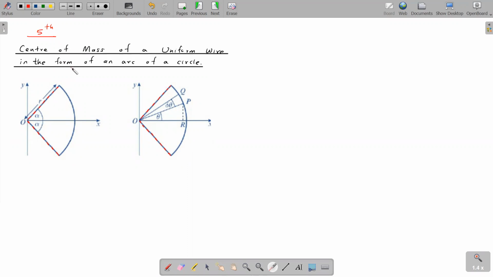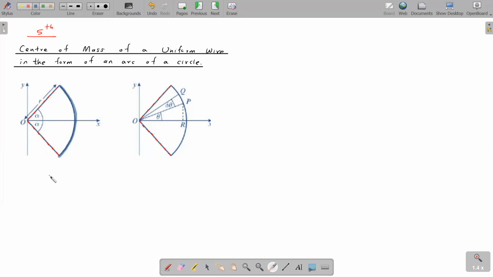This one, we are going to find the center of mass of a uniform wire in the form of an arc of a circle. Can you guys see? In the fourth type we learned the center of mass of a uniform lamina in the form of an arc of a circle. So you know the difference between the wire and the lamina, right? In the wire you only have this curved part. The one I'm highlighting in blue, this is the wire. There's nothing inside here. You just have the wire.